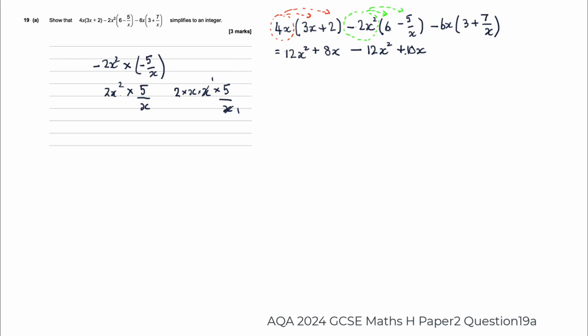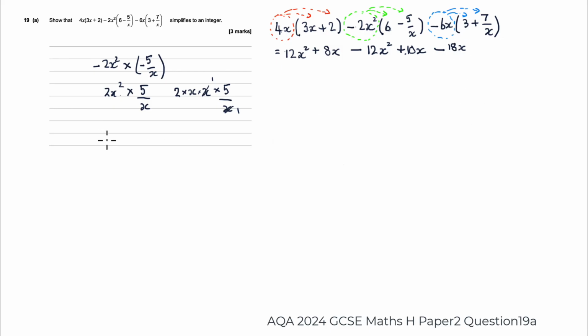And finally, let's do the negative 6 times the 3, and then negative 6 times the 7 over x. So negative 6x times positive 3, negative times positive is negative. 6 times 3 is 18 with an x. 3 lots of 6x, 18x.